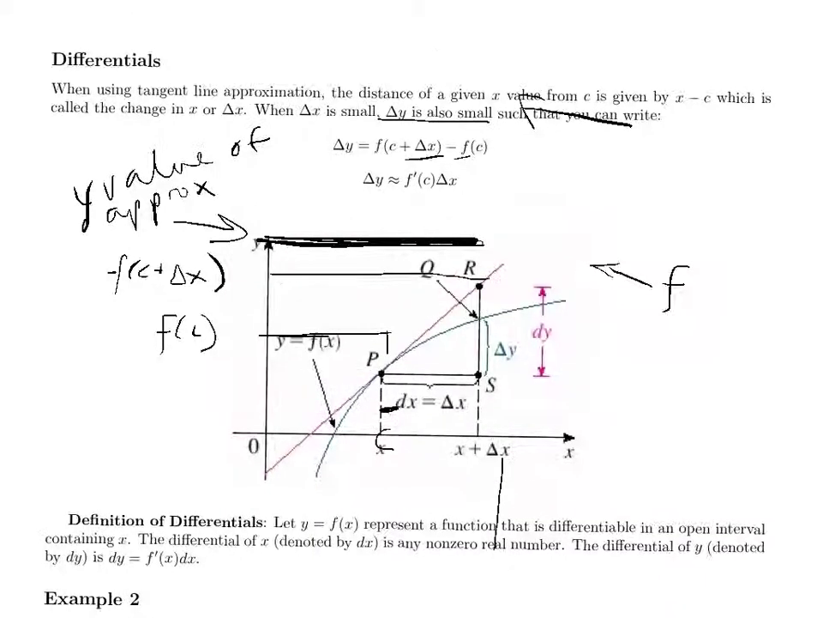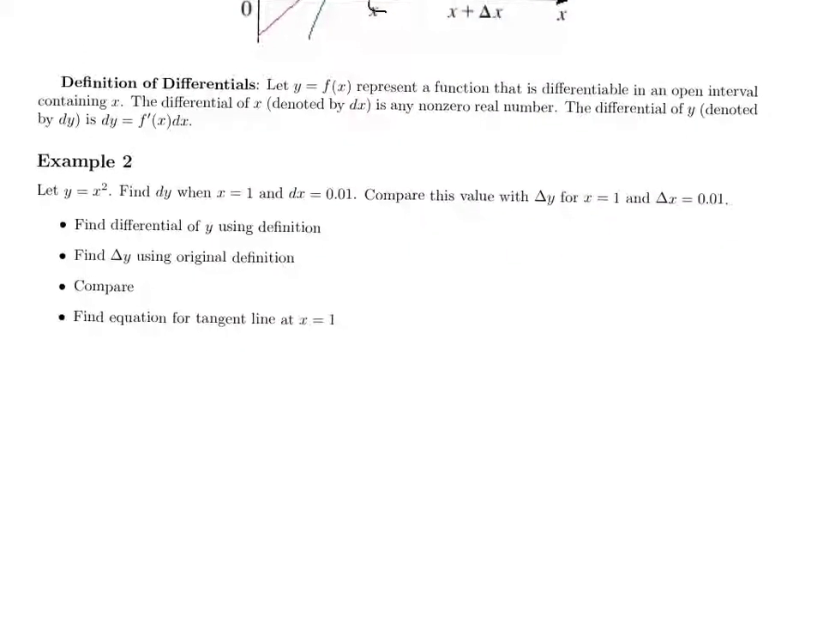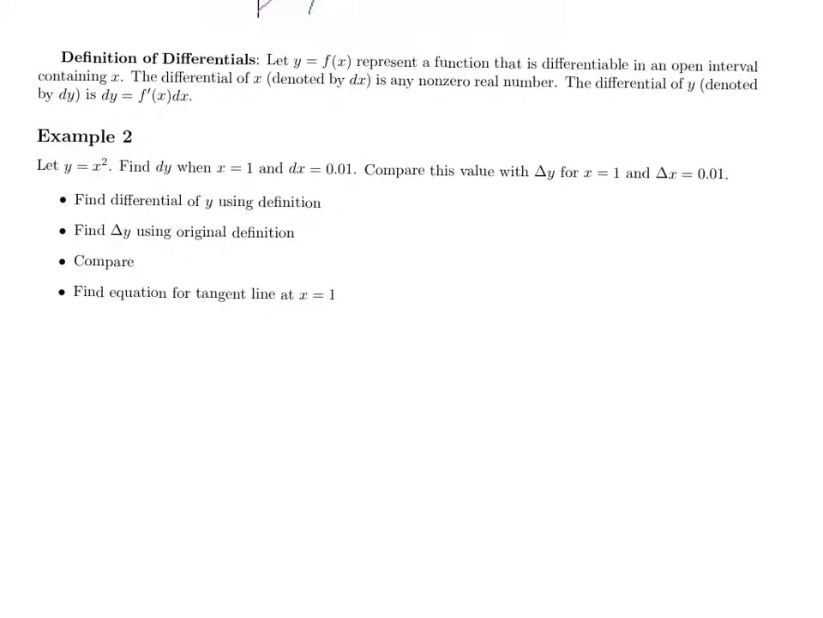Our definition is: if we have a differentiable function that has x in it, our differential of x is dx, our differential of y is dy, and it can be calculated by finding the derivative at a point and multiplying by the delta x at that point.